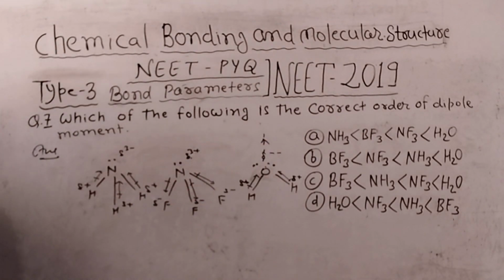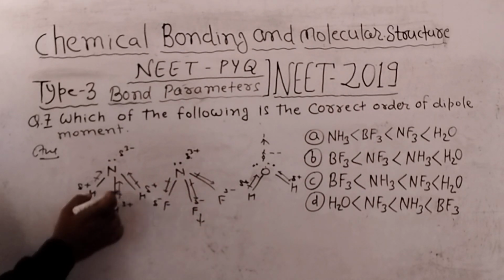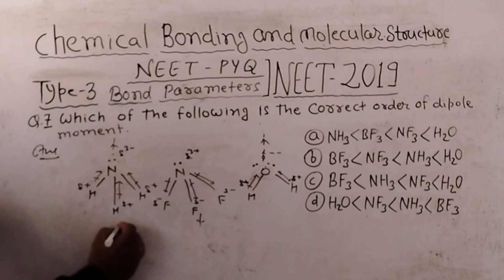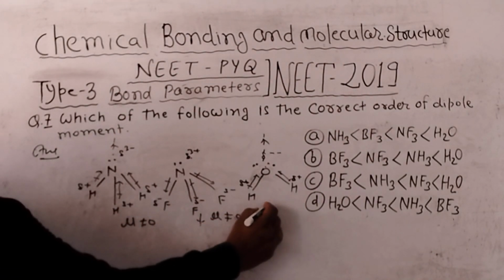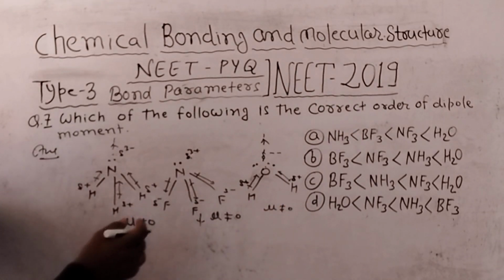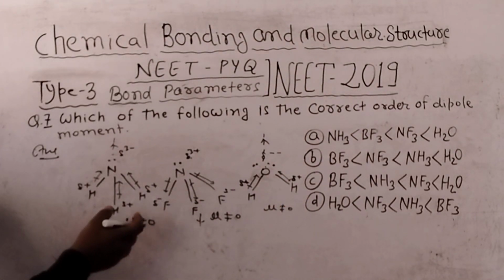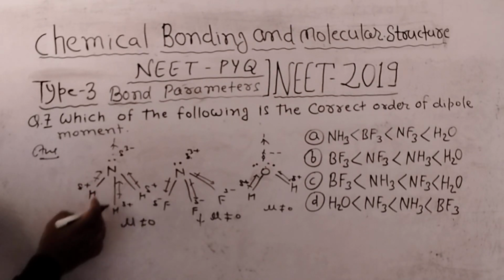Here the direction of dipole is in this direction. Here the direction of dipole is in this direction. So mu is not equal to 0 for all three, all are polar. Now for the arrangement of the correct order of dipole moment in these molecules, we can find it with the help of bond length.